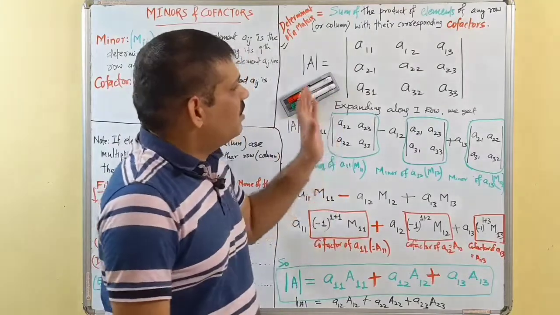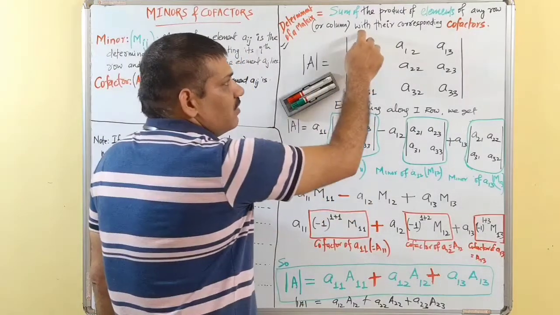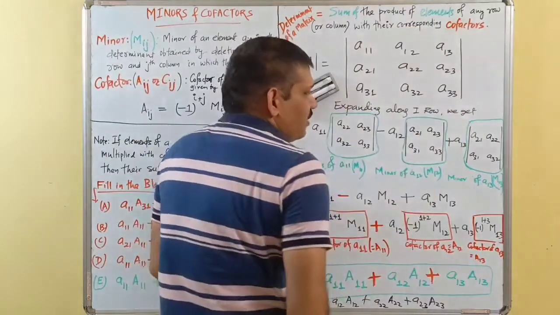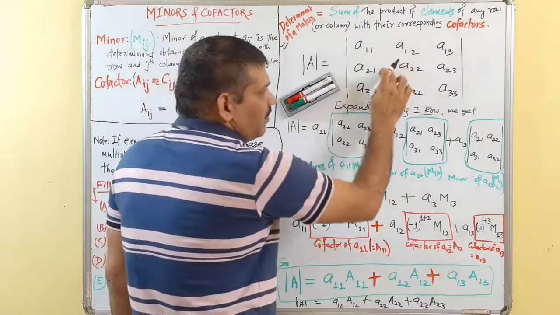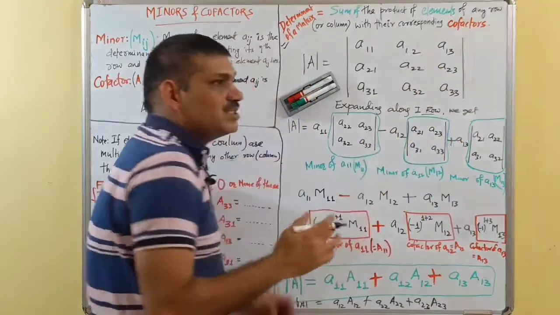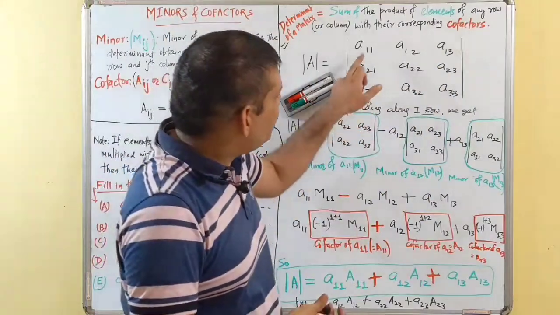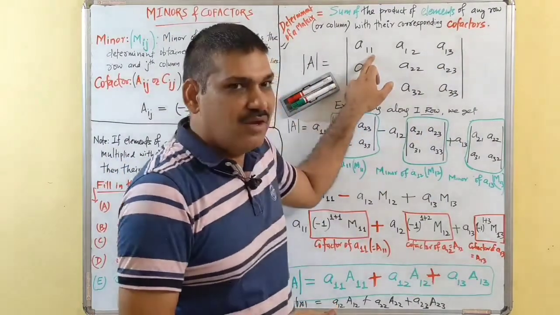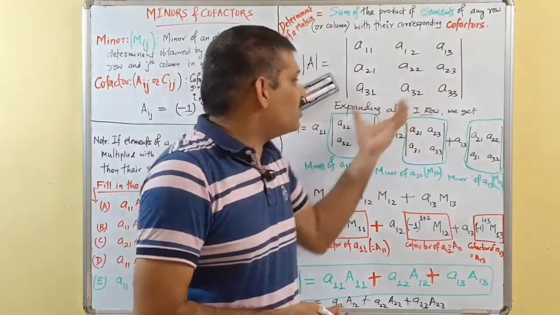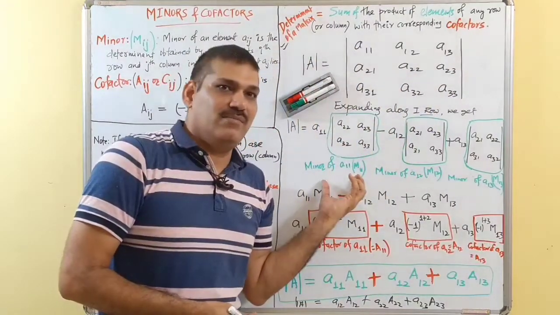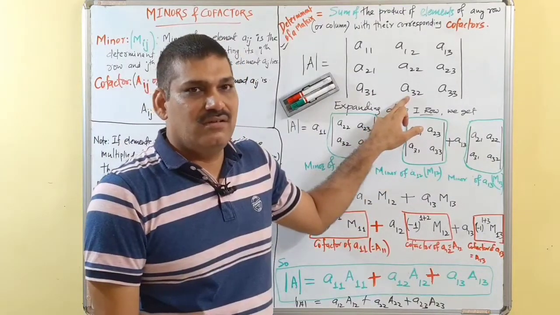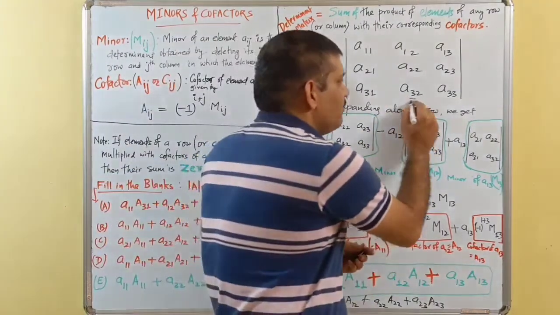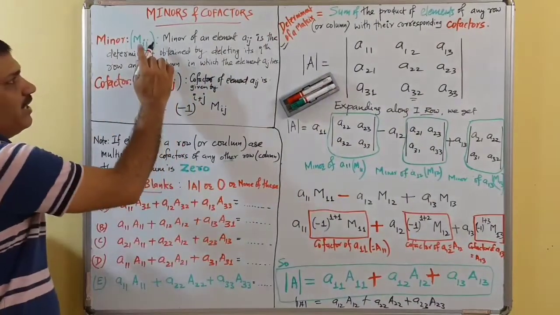Let's see the process. As we have done earlier, if I expand along row 1, I simply multiply A11 by the determinant obtained by deleting the first row and first column, and that determinant is known as the minor of that element. Suppose I want to find the minor of this. So how is the minor defined? Let's talk about it.